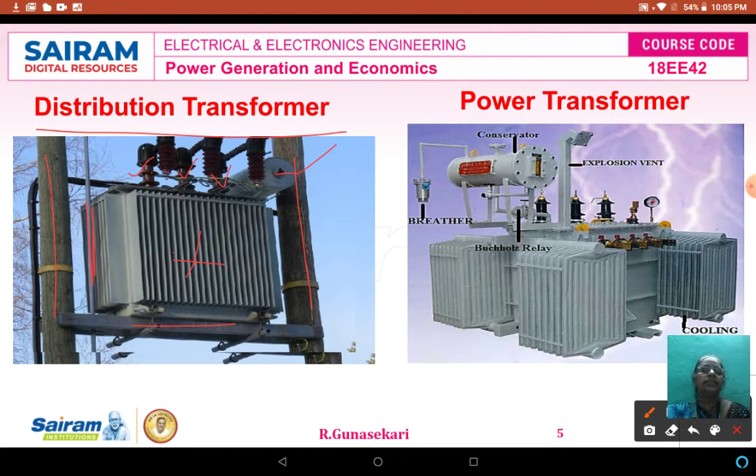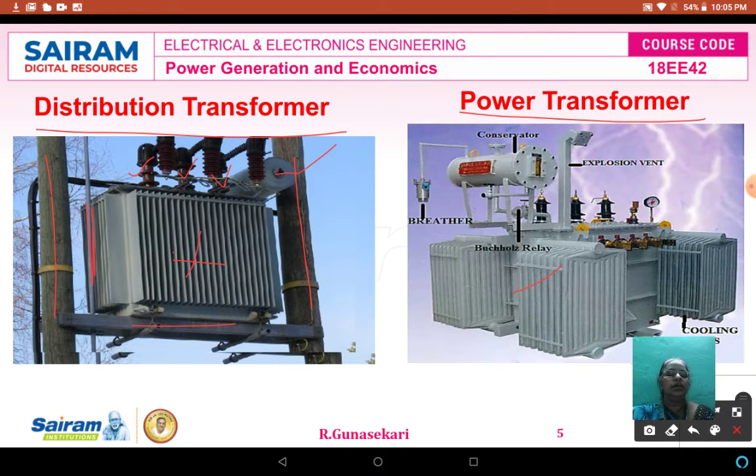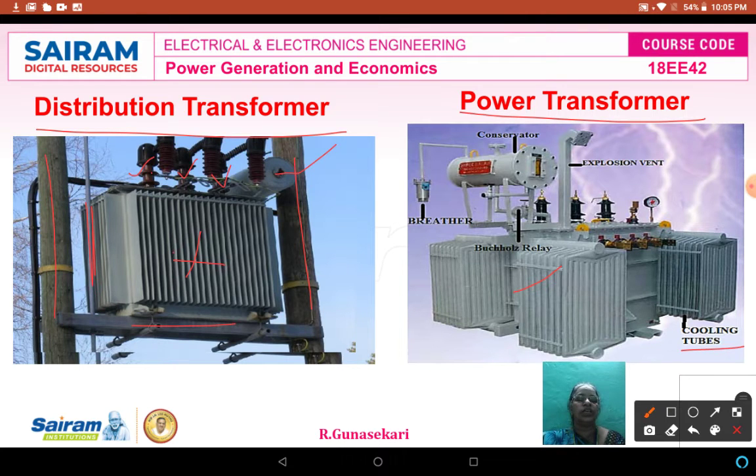Then next, the power transformer. You see the power transformer. This is the tank. These are the cooling ducts, and these are the three bushings for three phases. This is the explosion vent. This is the conservator. This is the breather. So these are the parts of the power transformer.